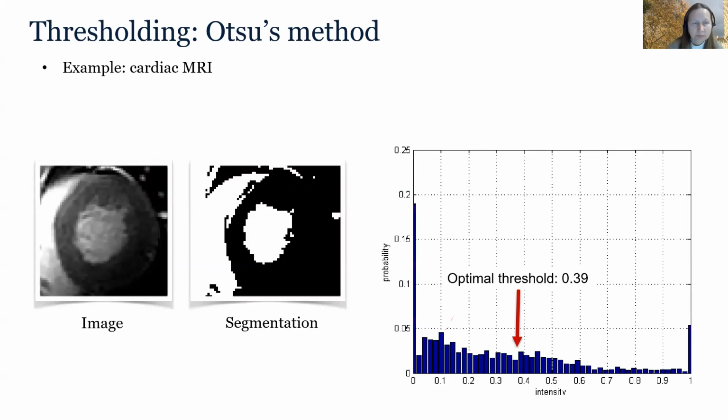This is an example of the Otsu method. Here we have a cardiac MRI, and we would like to threshold it. Here you can see the image histogram, and it turns out that the optimal threshold that results in the smallest within class variance is around 0.39, and this is the result you get. Here you can see the ventricle nicely.